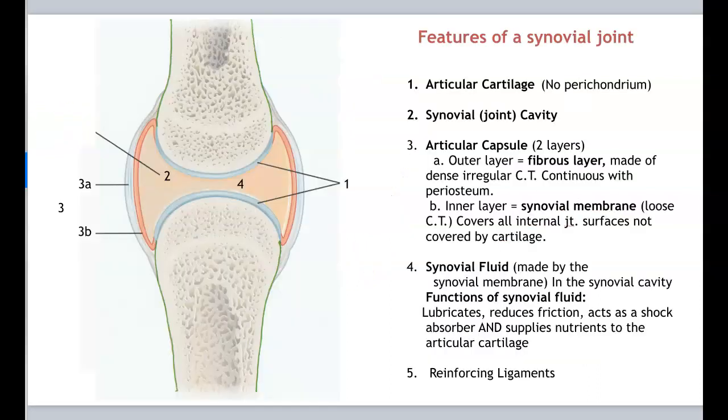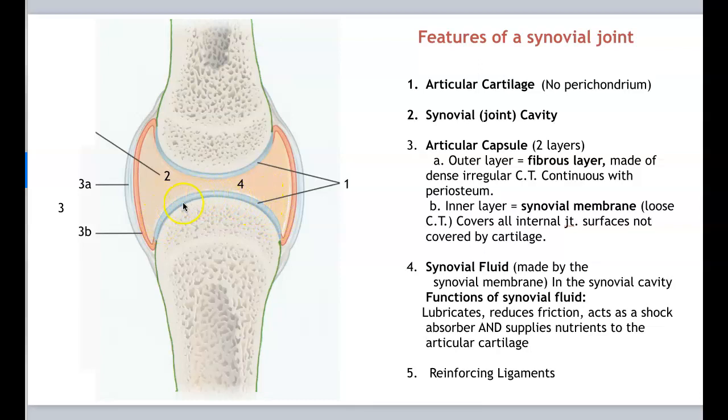But first, you need to be able to understand the features of a synovial joint. This is in your worksheet, so make sure you label it and you understand it. So we have our two bones that we're going to be bringing together. They are separated by a synovial joint. This is our cavity, and they are capped at both ends with articular cartilage. What kind of cartilage? Hyaline cartilage.